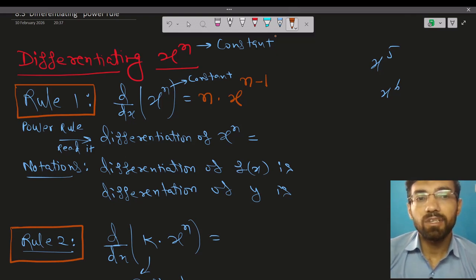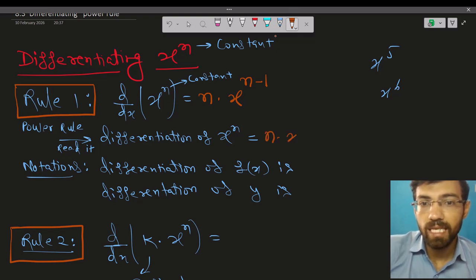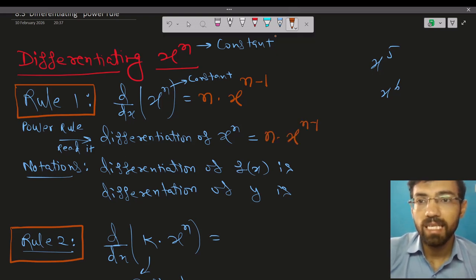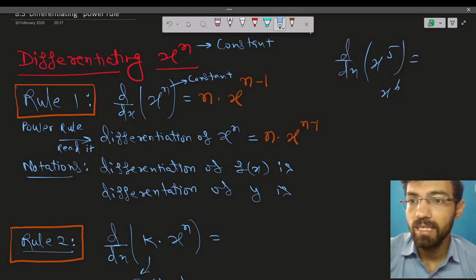Again, I am saying, d upon dx, called differentiation, of x raised to n equals n into x raised to n minus 1. Is it done? Let us quickly do these examples. If I ask, can you give me d upon dx, differentiation of x raised to 5, what will be the result? Yes, 5 will jump off, and the power will subtract by 1. So 5 into x raised to 4.